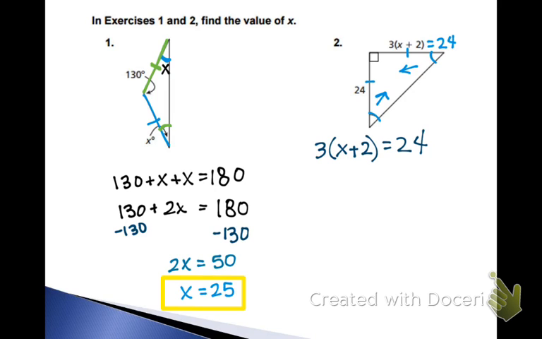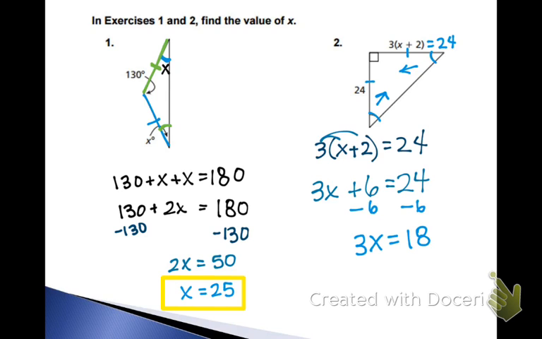All right, what do we do next? We're on this one. Distribute. So 3 times x is 3x. Most common mistake on the test. Have I finished distributing? No. Please tell me why we stopped distributing on the test. Distribute 3 times 2, which is 6. Y'all know how to do it. Equals 24. How do I continue to solve? Subtract 6. 3x equals 18. Divide by 3 and x equals 6.